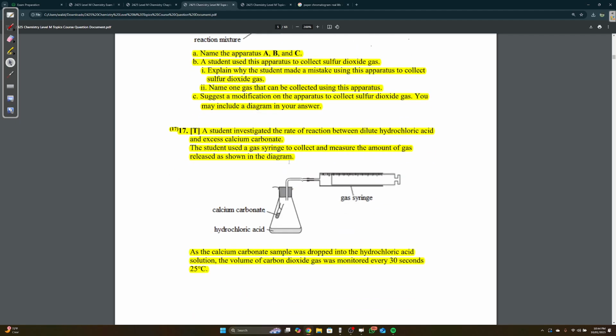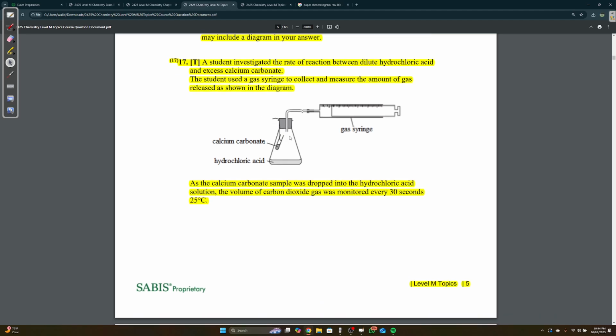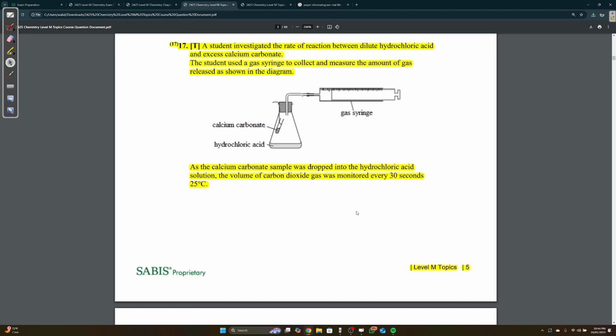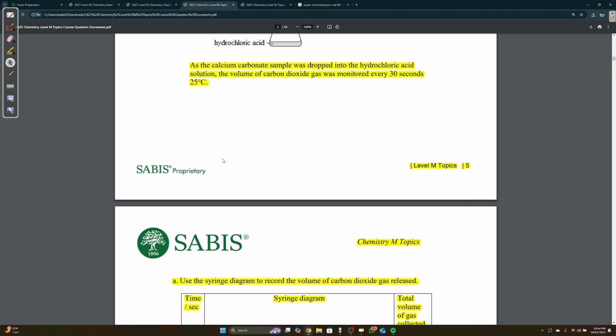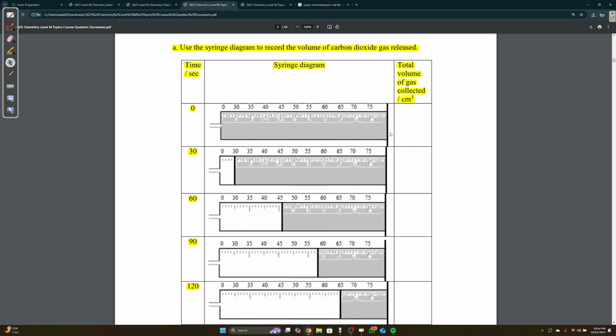Okay. Question 17. A student investigated the rate of reaction between HCl and excess calcium carbonate. The student used a gas syringe to collect and measure the amount of gas released as shown in the diagram. As the calcium carbonate was dropped into the hydrochloric acid solution, the volume of the carbon dioxide was monitored every 30 seconds at 25 degrees Celsius. Use the syringe diagram to record the volume. Okay, you have to.